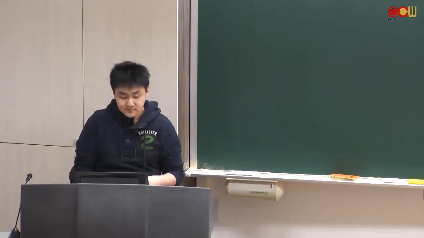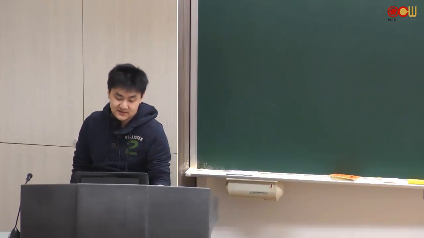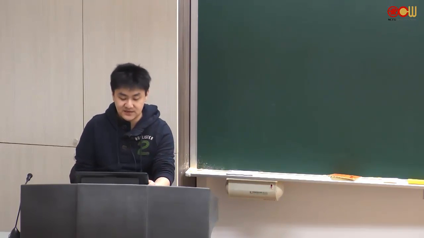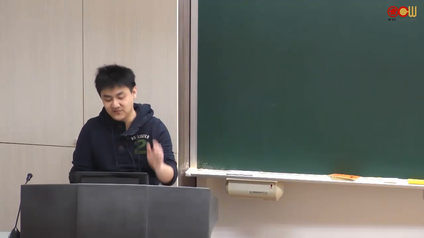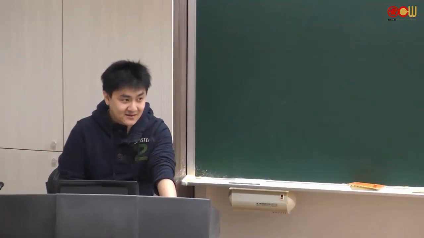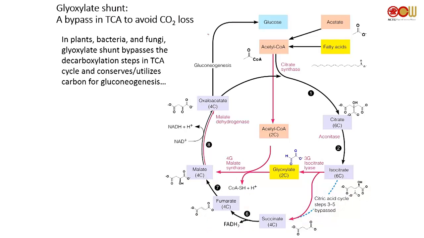Alright, so now, this is actually the last thing that I'm going to talk about for today. It's actually quite important. Okay, this is very important. This thing is called the glyoxylate shunt. Okay, glyoxylate shunt. What it is, it's a bypass. It's actually a bypass in TCA cycle to avoid CO2 loss. Okay, what does that mean?